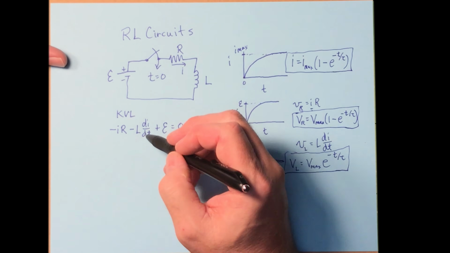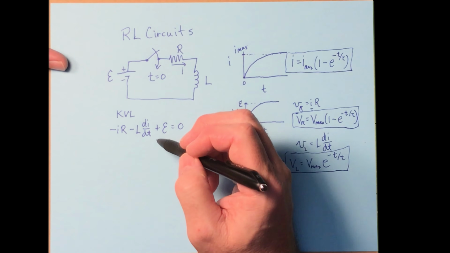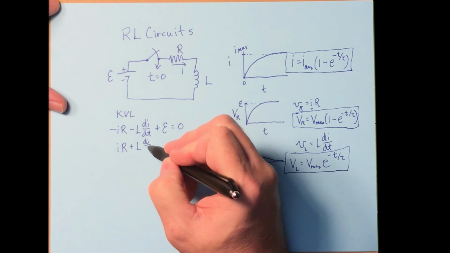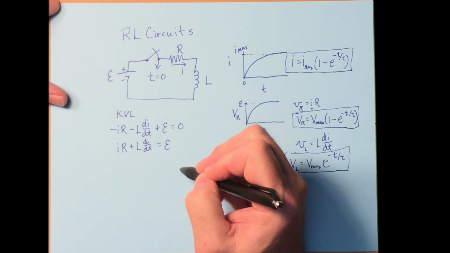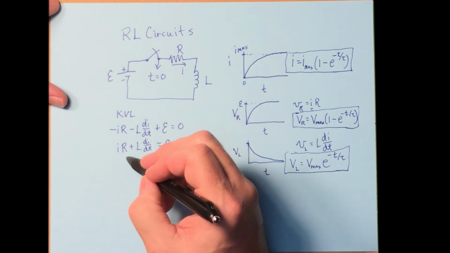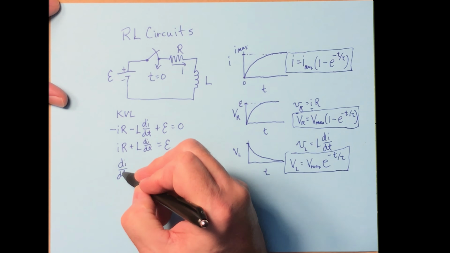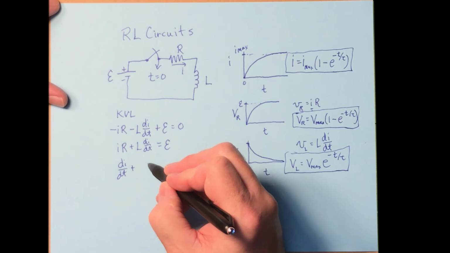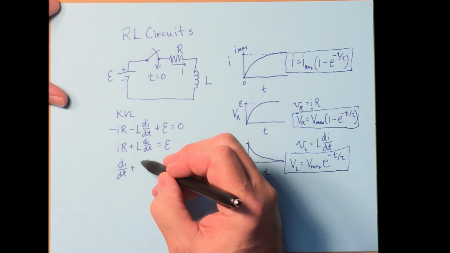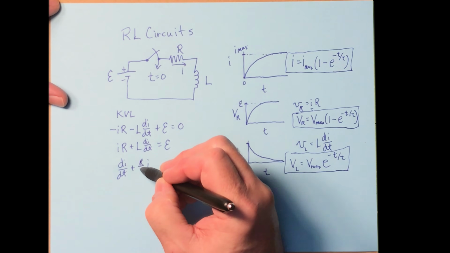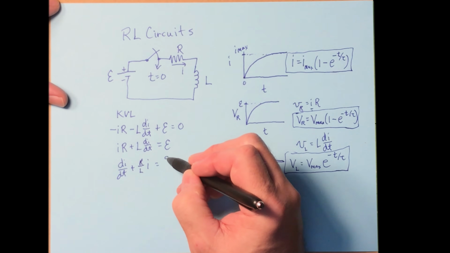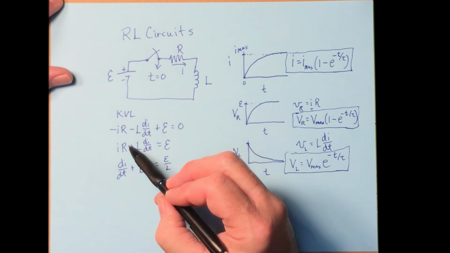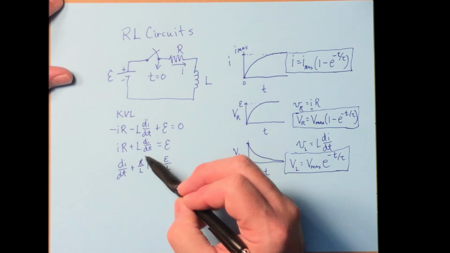All right, we can put the E on the other side. Everything will have a negative sign. I can just rewrite this as IR plus L di dt is equal to E. And we can write this in standard form, with the first derivative term up front: di dt plus I times a coefficient, and that coefficient is R over L, equal to E over L. Okay, so this is our standard form for the current equation.